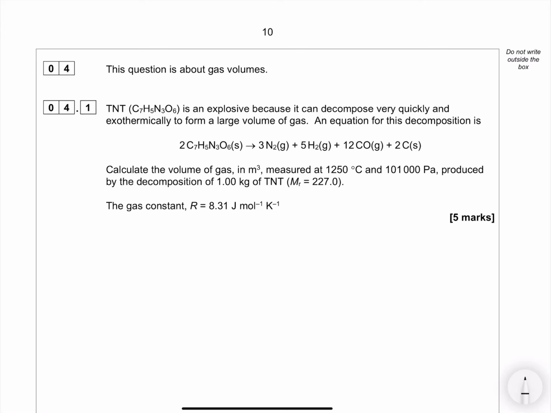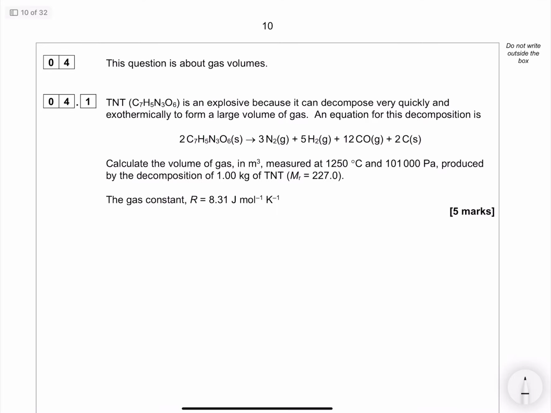This question is about gas volumes. TNT is an explosive because it can decompose very quickly and exothermically to form a large volume of gas. An equation for this decomposition is shown. Calculate the volume of gas in meters cubed measured at 1250 degrees C and 101,000 pascals produced by the decomposition of 1 kilogram of TNT, and it's given us the MR and the gas constant.